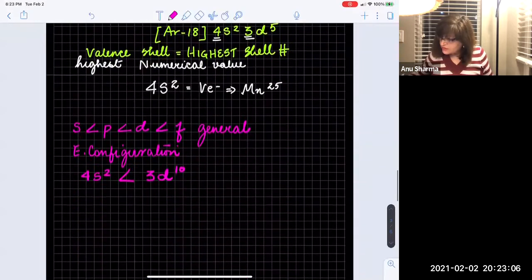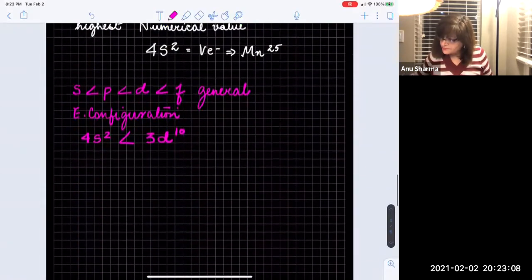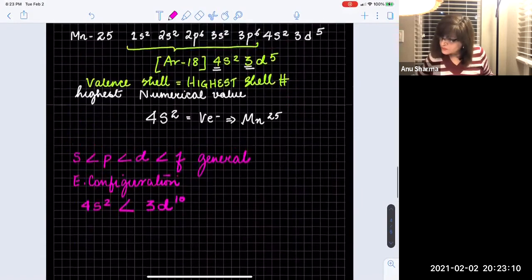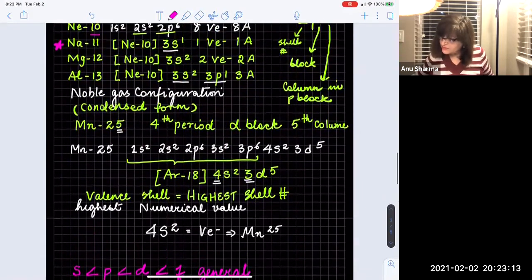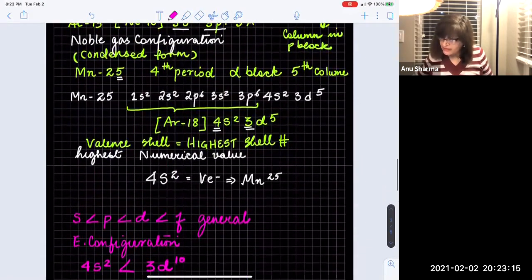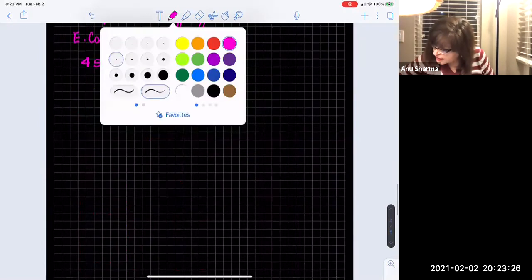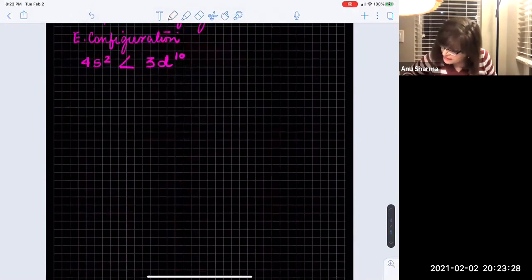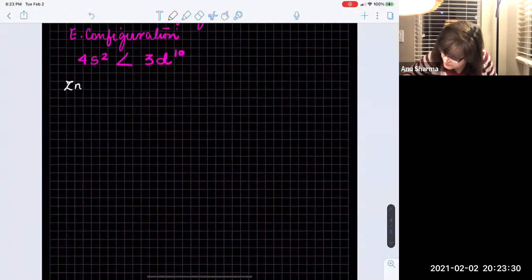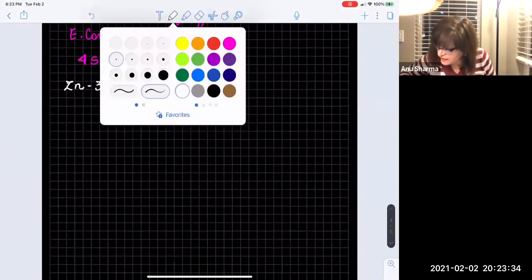What else is there? The d block, same as the case with the d block. So here is an example of manganese. Let's do another example, let's do zinc. Zinc is 30. Let's do the electronic configuration of zinc. Zinc is 30.